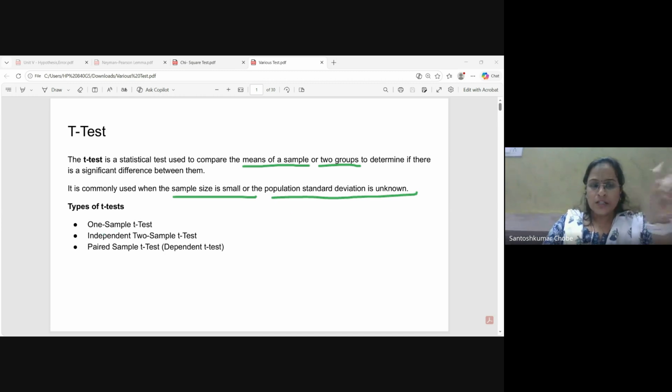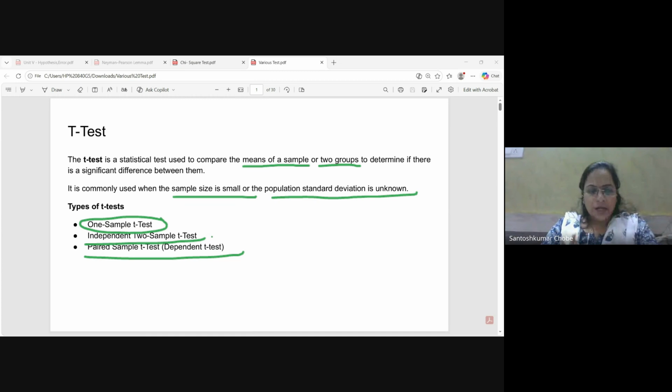So there are three types: the one sample t-test, the independent two sample t-test, and the paired sample t-test, which is called the dependent t-test. Please remember, there are three types of the t-test. And I do this t-test when my sample size is very small or the population standard deviation is unknown. In these two cases, I will be doing the t-test, correct?